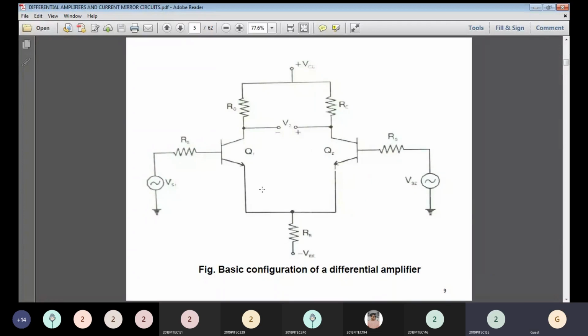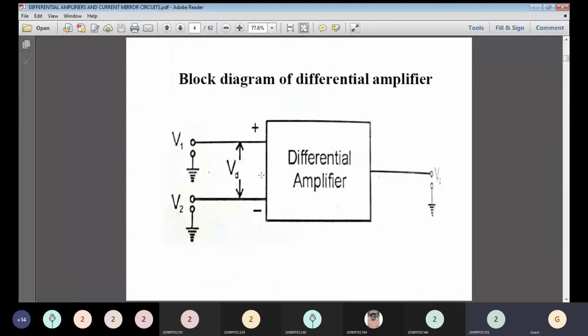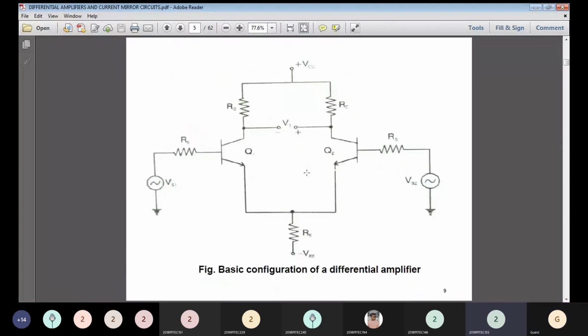In this diagram, there are two input voltages, V1 and V2, right? So this difference voltage, V1 minus V2, we give as the input for this differential amplifier. For this diagram, we require two transistors for giving two inputs, Q1 and Q2, which are NPN type BJT transistors. Here the source resistance RS is connected at the base of Q1, and likewise at the base of Q2.